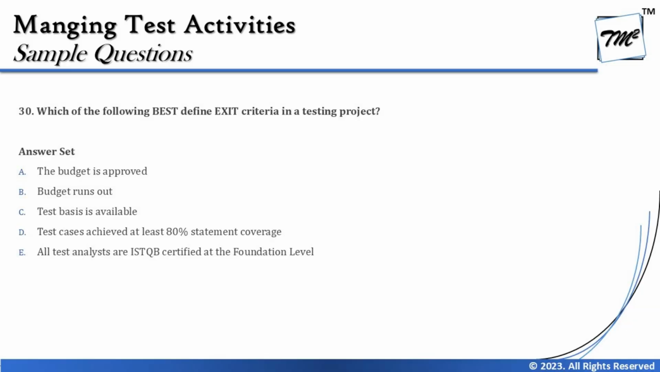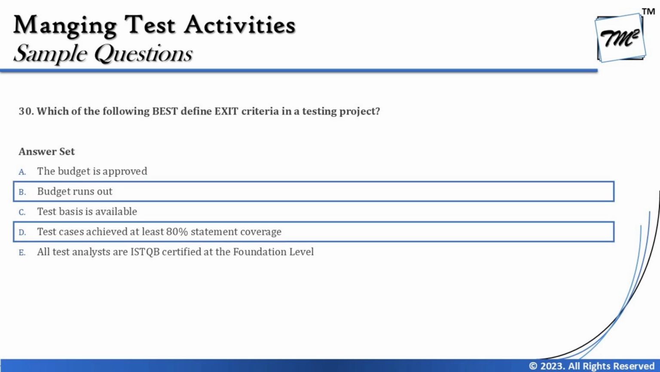And that's how we can straightforwardly conclude that the right answers for this particular question are B, that is budget runs out, and D, test cases achieved at least 80% of statement coverage. So this is all you need to do. But at the same time, a quick reminder: remember how many options you are selecting. Of course, in the examination, it will be clearly specified how many options you have to select, but always keep your eye on that, whether it is 4 options or 5 options.